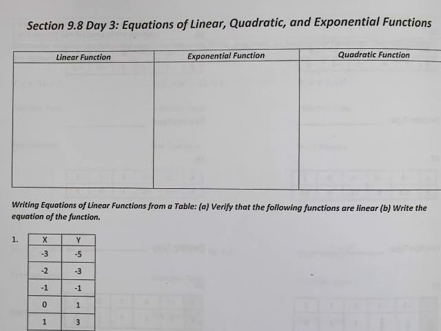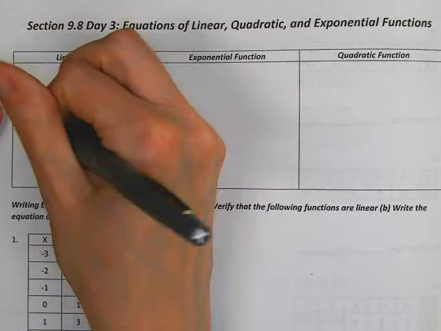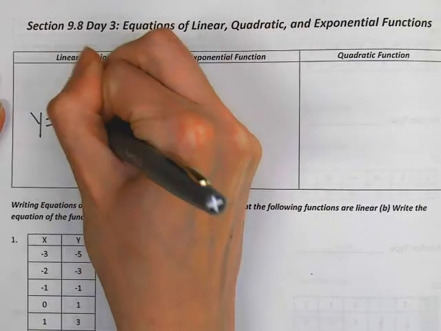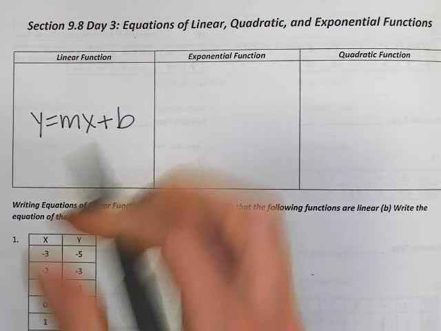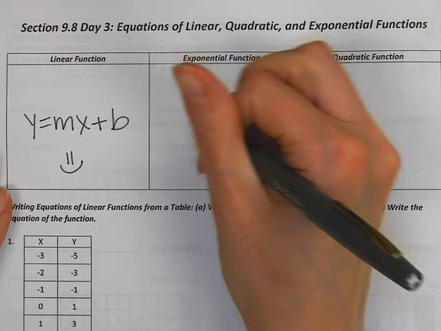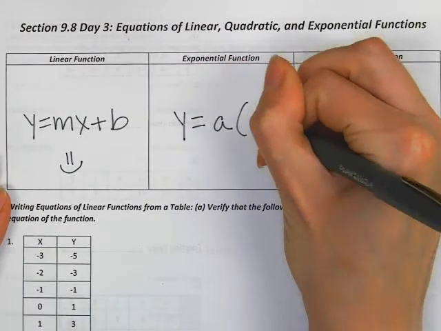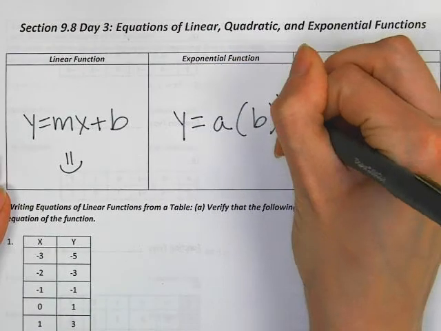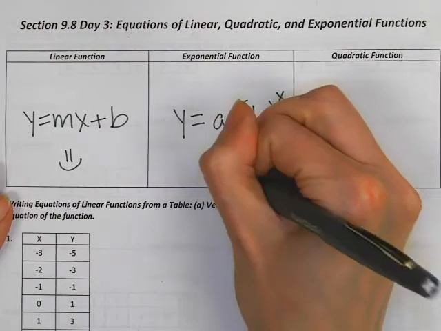If it's a linear function, then when you write the equation for the table, it should be in the form y equals mx plus b. And we've done this before, so this should be easy. If you find that it's an exponential pattern, the equation for an exponential function is y equals a times b to the x power. And we've done this before, so that should be easy.